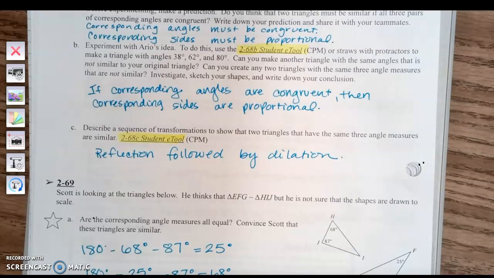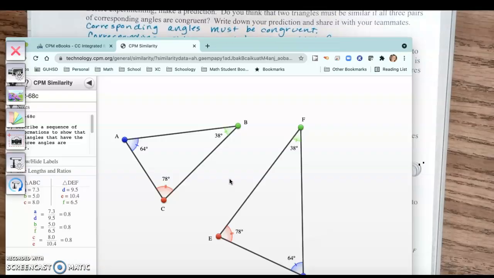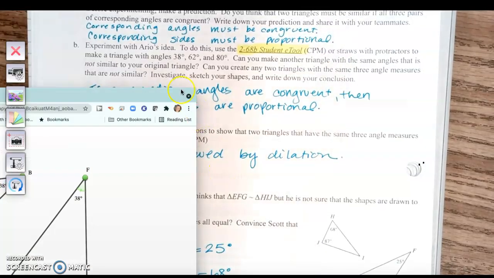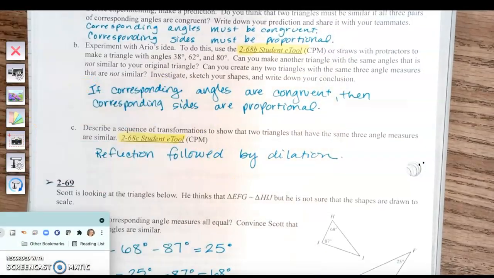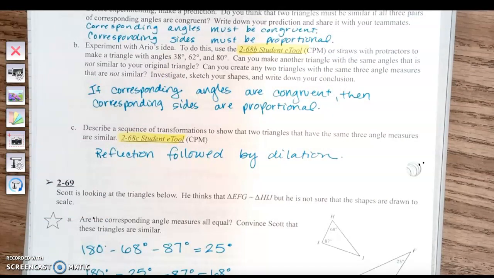Okay, now I need to switch it back, I think, to the paper. Okay, sorry, this is giving me technical issues here.